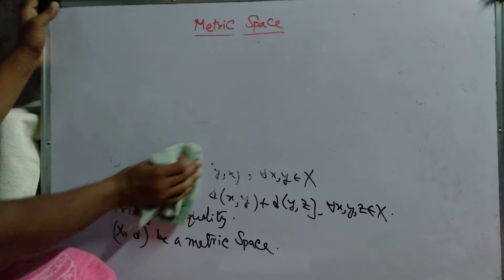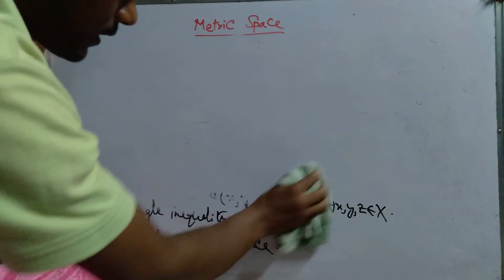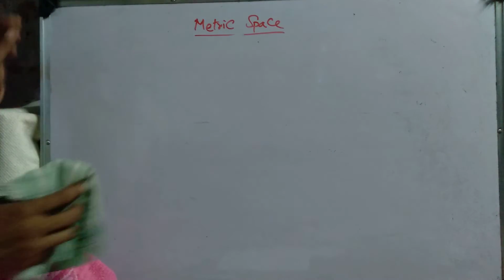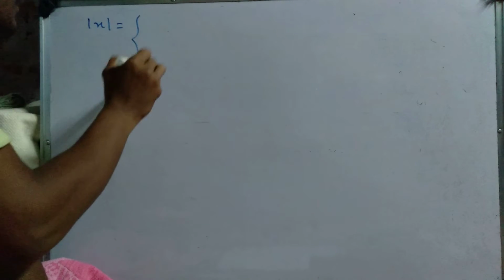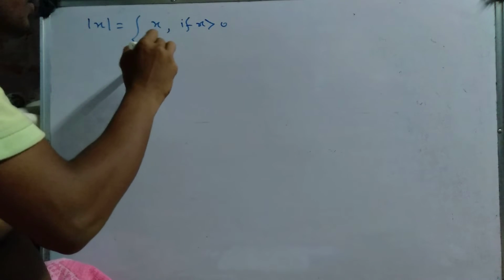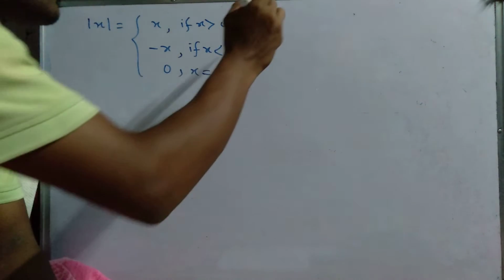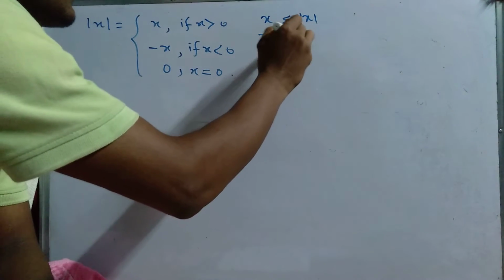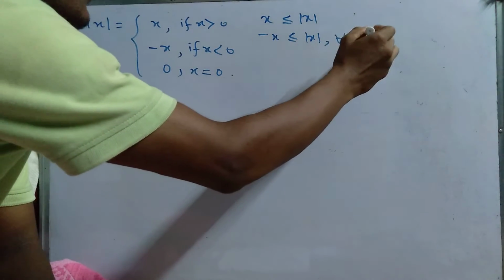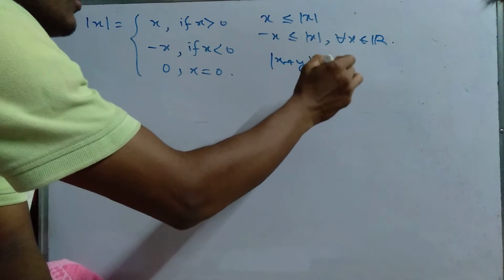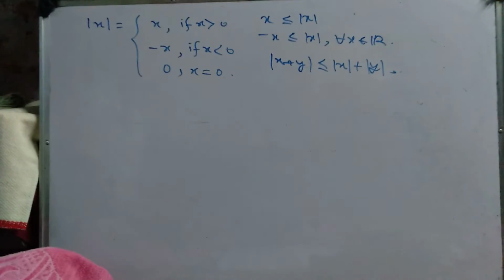We start with the absolute value of a real number, mod x. We know that mod x equal to x if x greater than 0, minus x if x less than 0, and 0 if x equal to 0. Also we know that x less than or equal to mod x and minus x less than or equal to mod x for all x belongs to R. Also mod of x plus y less than or equal to mod x plus mod y for all x, y belongs to R.